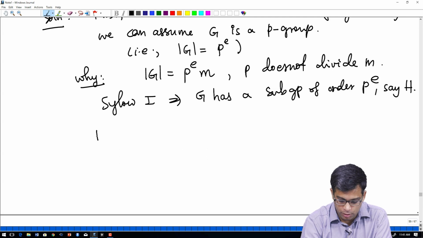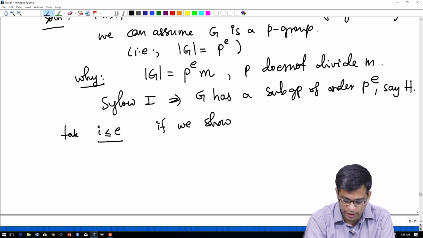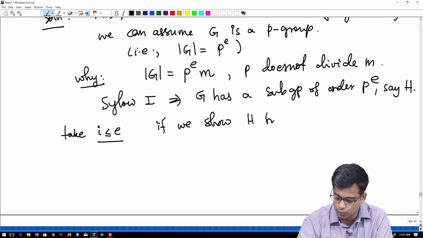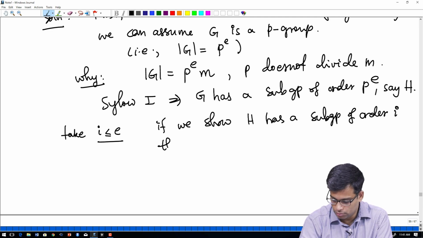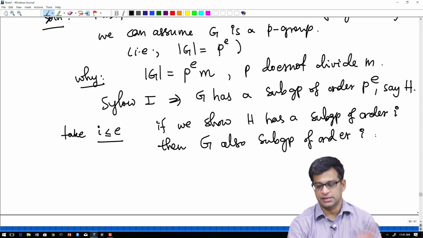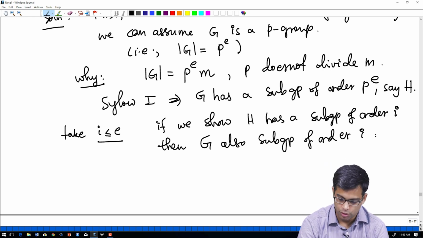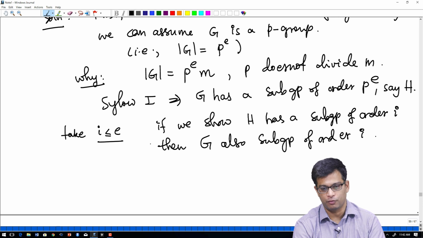Now, take i less than or equal to e. If we show H has a subgroup of order p^i, then G also has a subgroup of order p^i, because a subgroup of H is also a subgroup of G. So, it is enough to show that H contains a subgroup of order p^i.